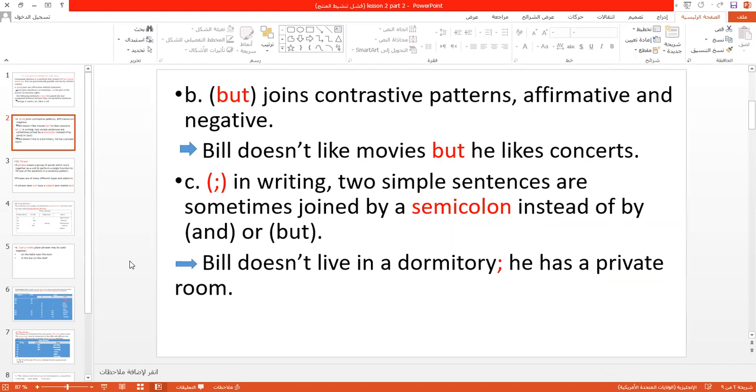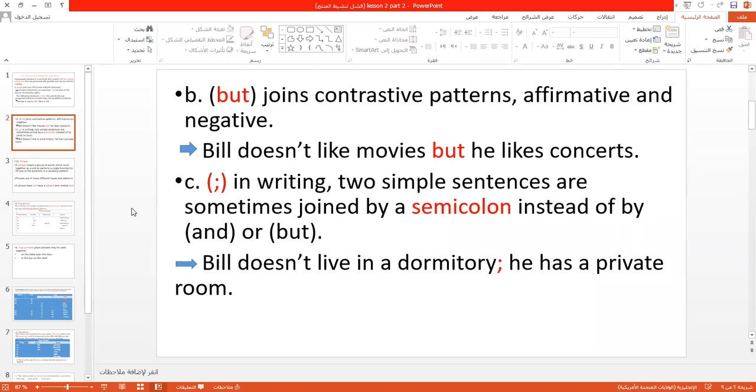Okay, so now do we have an idea about compound sentence? What is a compound sentence, please? Do we have an idea? Yes, doctor. Good. That means a compound sentence contains two simple sentences. Very good.